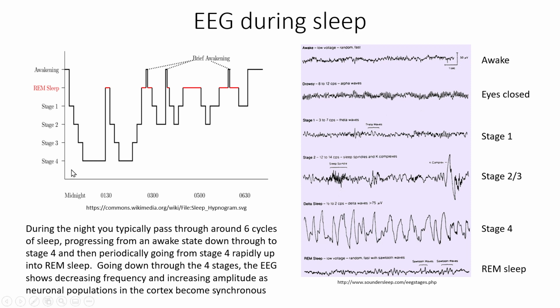And you note that when you get down to stage 4, you stay in stage 4 for a while, and then we see that during the night we rapidly come out of stage 4 and go into rapid eye movement sleep. In rapid eye movement sleep we see a distinctive EEG pattern, and we also see movement of the eyes themselves, hence the name. And this cycle of going down through the stages of non-REM sleep and then back up to REM sleep, we go through about 6 cycles per night. Okay, so that's the typical hypnogram.